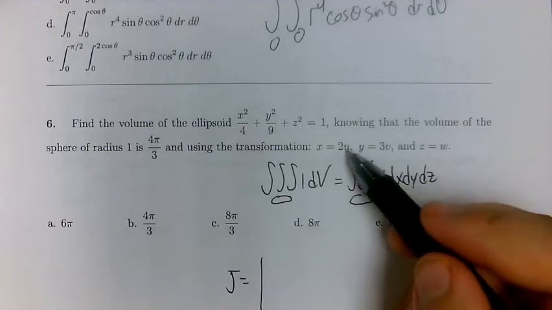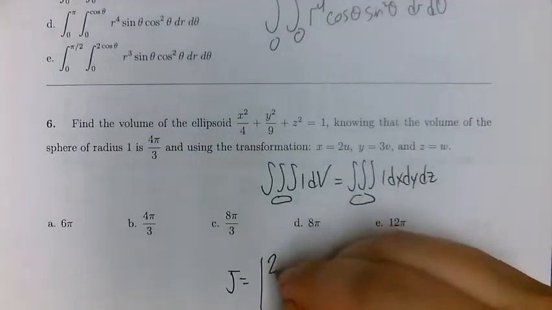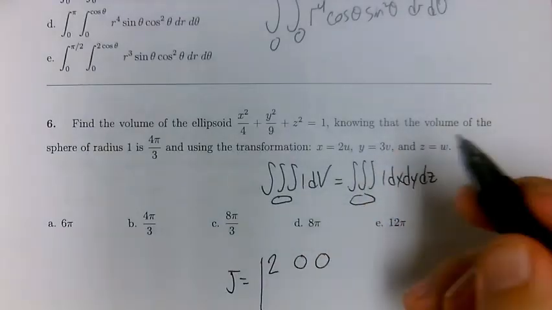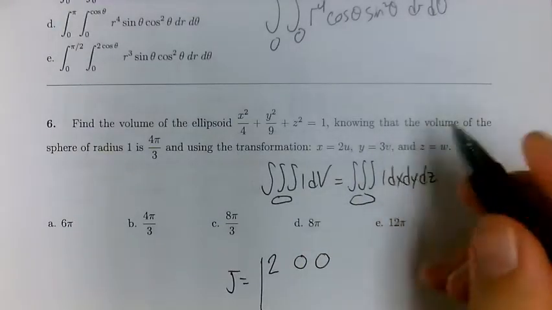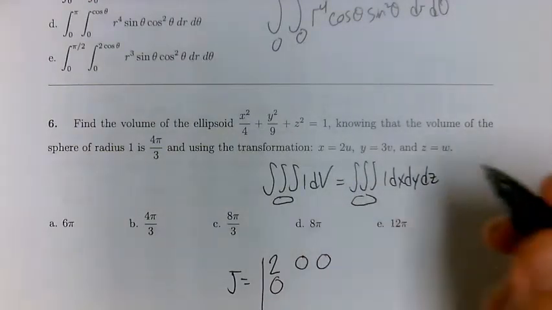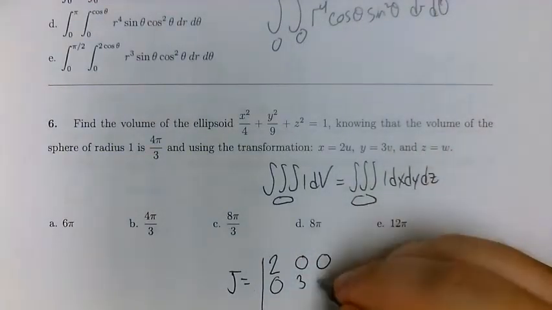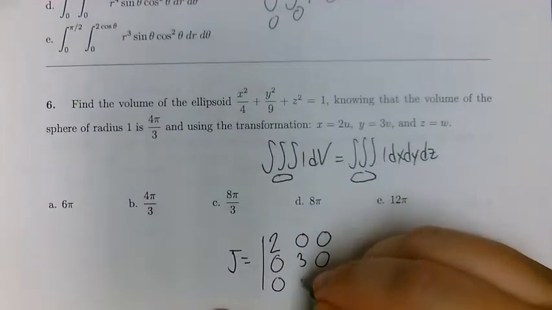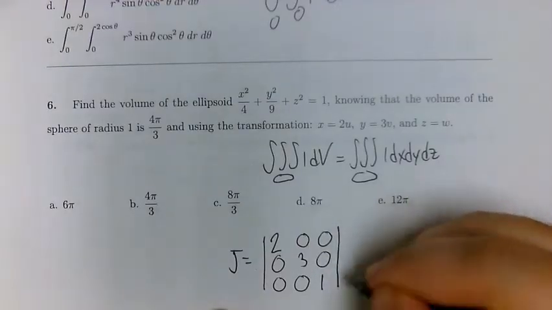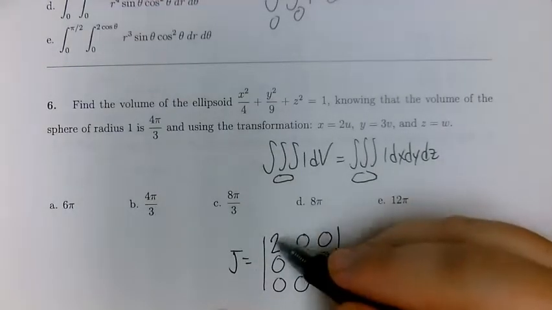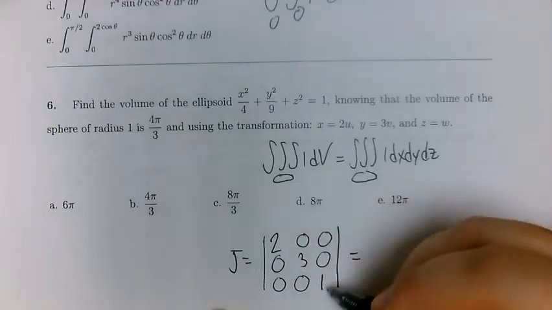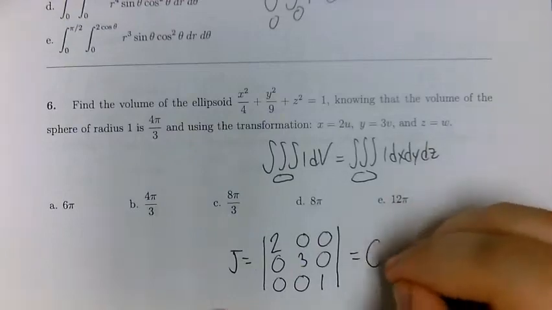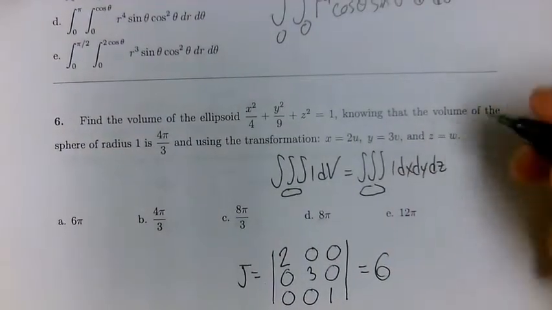If we compute the Jacobian for this substitution, we have the u derivative of x, which is 2, and then the v and w derivatives here will be 0. Next, we have the u derivative of y, which is 0, the v derivative is 3, and the w derivative is 0. And then finally, we have a 0 u derivative, a 0 v derivative, and 1 for the w derivative of z. Then we take the determinant of this matrix, but the determinant of a diagonal matrix is simply the product of the numbers down the diagonal. So we end up with 6.